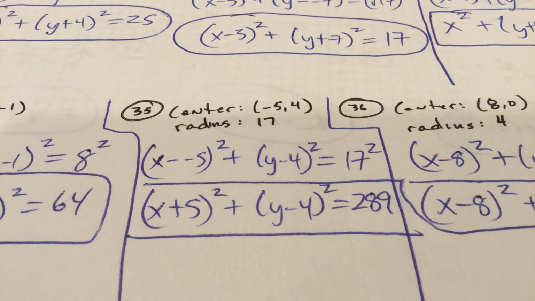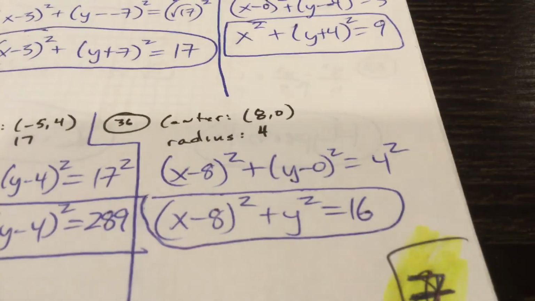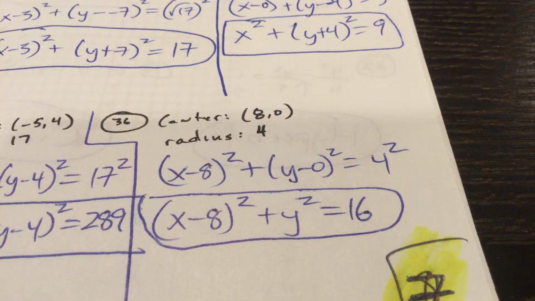35, x minus a negative 5 squared is x plus 5 squared, plus y minus 4 squared equals 17 squared, which is 289. The center is 8, 0. Then it's x minus 8 squared plus y minus 0 squared, which is just y squared, equals 4 squared, which would be 16.